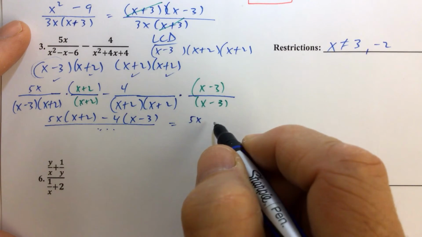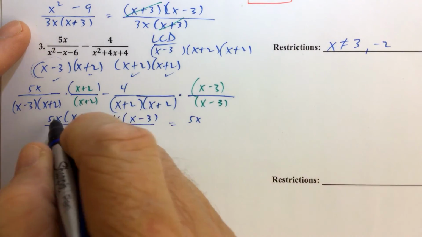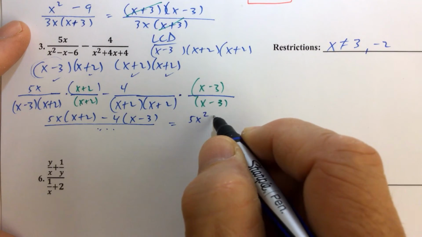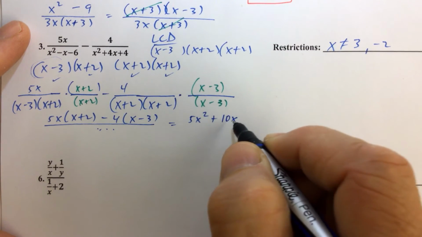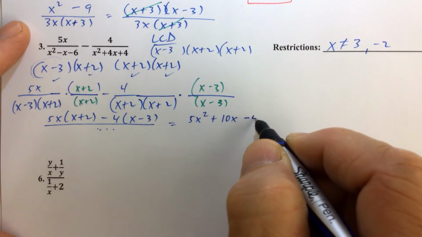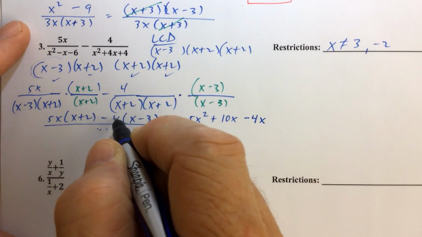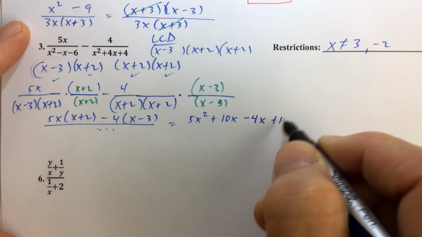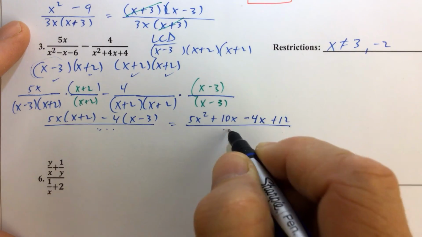And then we're going to get rid of the parentheses in the numerator by distributing. First, we're going to distribute the 5x. 5x times x is 5x squared. 5x times 2 is 10x. And then over here, we have a negative 4 times x. That's a negative 4x. And then we have a negative 4 times a negative 3. That's a positive 12. And again, over dot, dot, dot.